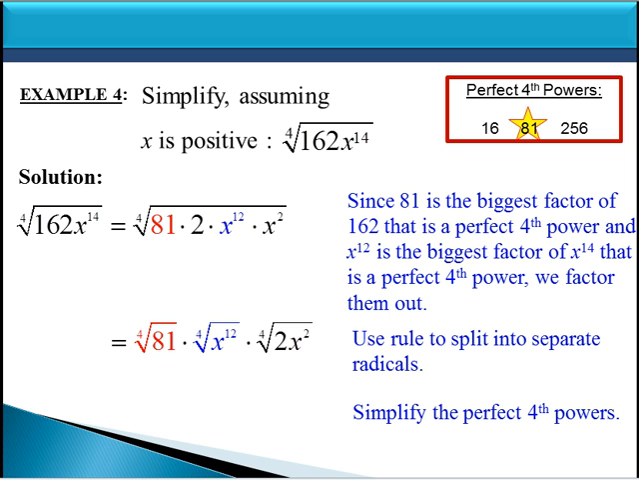So since 81 is 3 to the 4th power, that will simplify as a 3. And remember, for the variables, you're going to divide the exponent by the index. So 12 divided by 4 is 3. So we get x cubed from that. And the 4th root of 2x squared, of course, stays the same. So notice we don't have any perfect 4th power factors underneath the radicals, so this is considered completely simplified. And that's it for today.